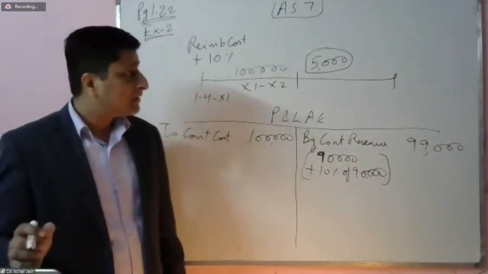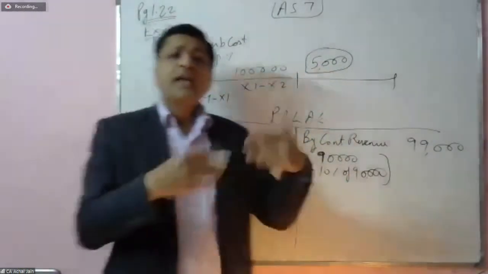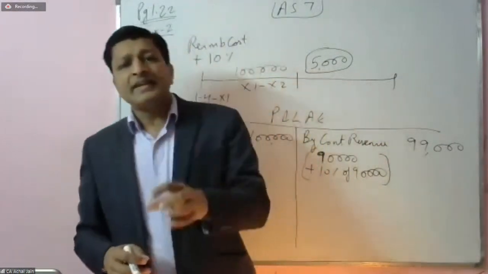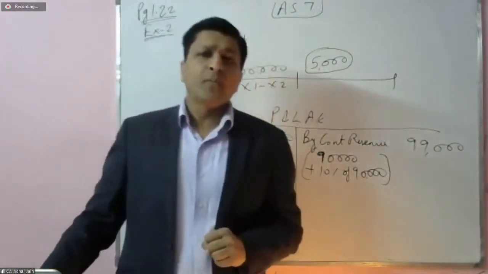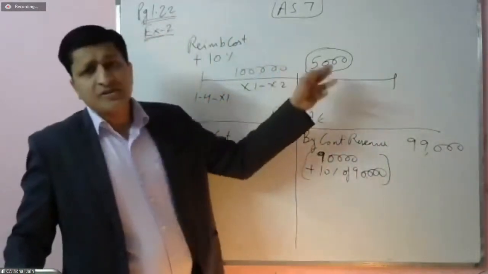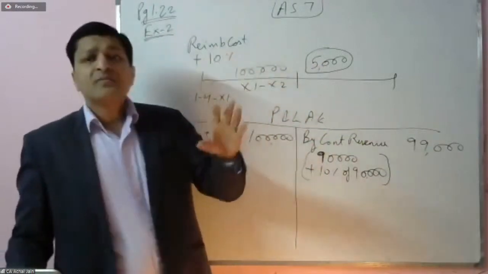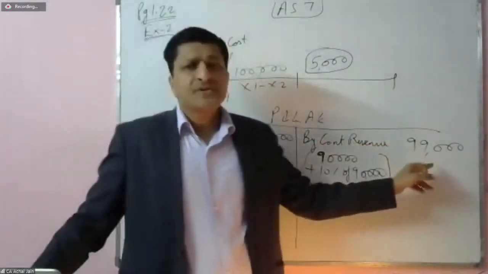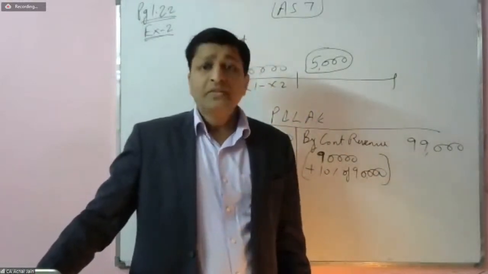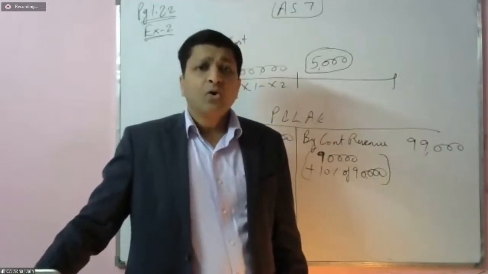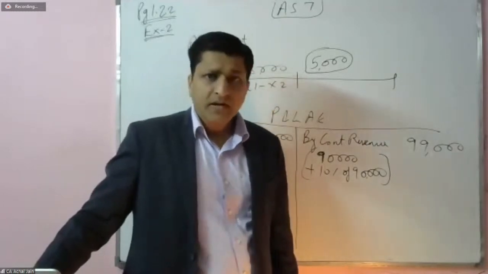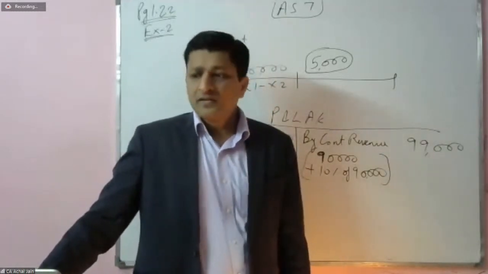But on this 5,000 or any other cost which is going to be incurred to complete this contract, will there be any amount available in the form of revenue? No. So if we take the total of these two, this becomes 1,05,000 and the contract revenue is restricted to 99,000. Correct? Therefore, what do we see? On an overall basis, this contract is a loss contract.